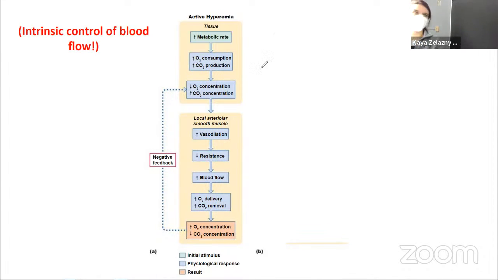So I want you to go ahead and take a second, on the other side or in your notes somewhere, this was our active hyperemia. I want you to take a second and compare what you think would be happening for reactive hyperemia. So what might be the same, what might be different?